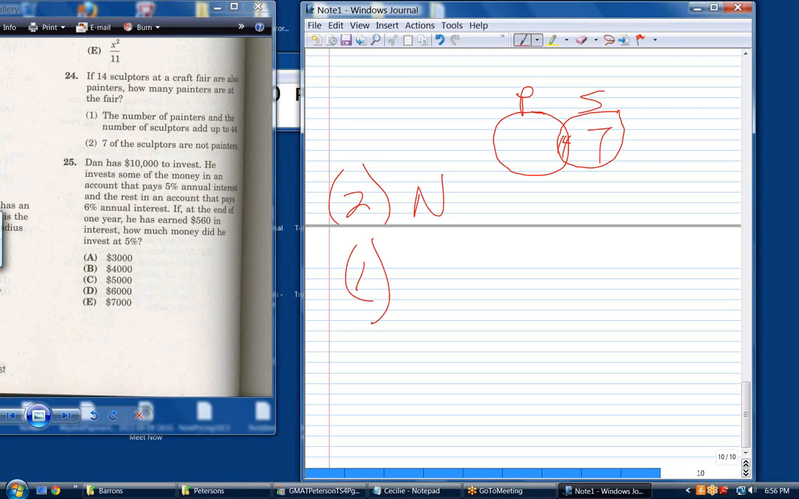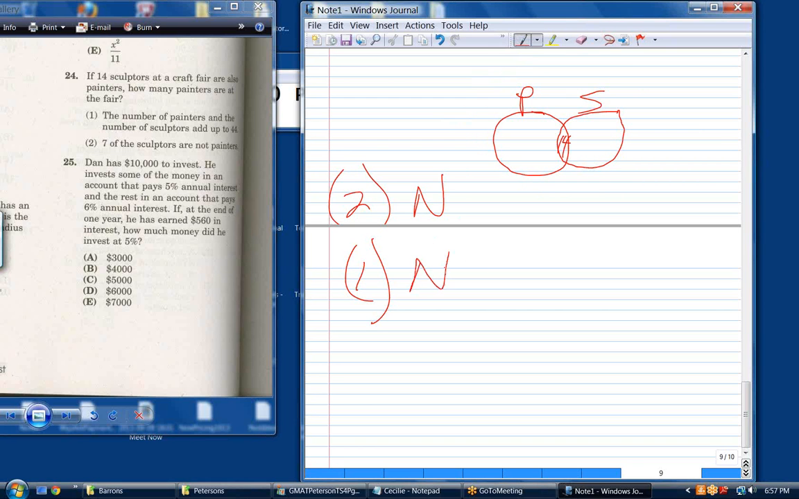Well, then you don't know the 7 part. So you just know that there's a total of 44, but you don't know how many sculptors are not painters. Right. In other words, I'm looking at this picture with statement number 1, and all I know is that this part here plus this part here plus 14 adds up to 44. But that's not going to tell me how many painters I have. You can't solve it, not with number 1.